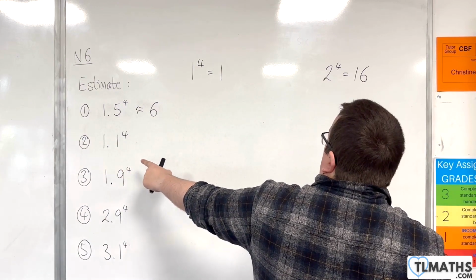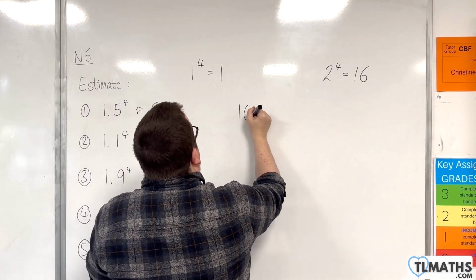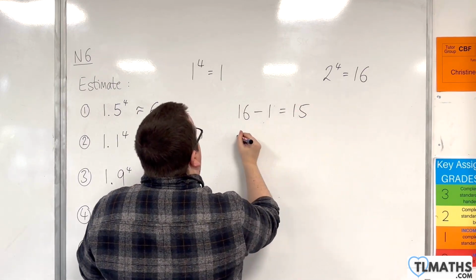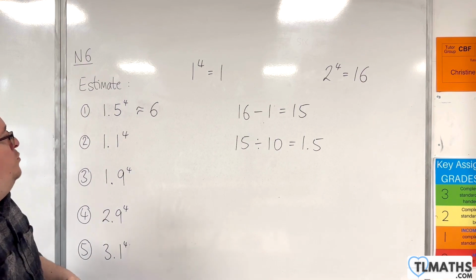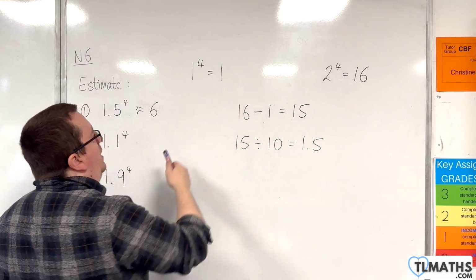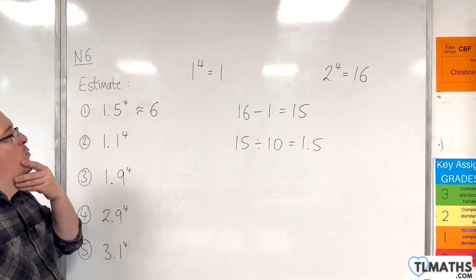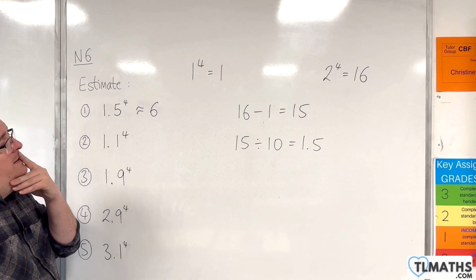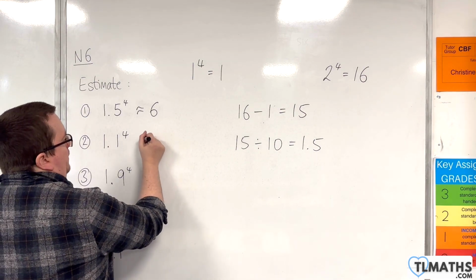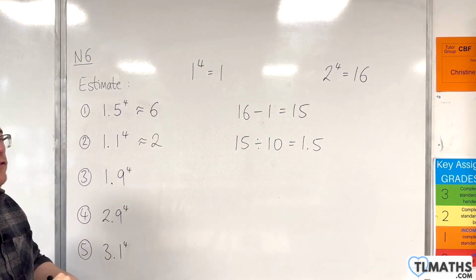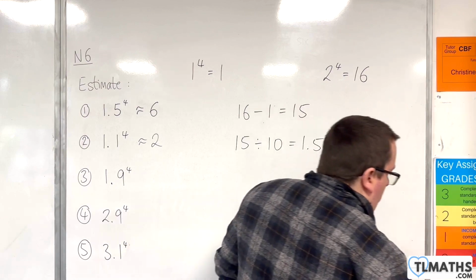Now 1.1 to the 4 is somewhere between 1 and 16. So the gap between 16 and 1 is 15. So 15 divided by 10 is 1.5. So you'd probably expect 1.5 above 1, so 2.5. But we know that that's going to be an overestimate. So is it going to be closer to 2 or 1.5? I'm going to say it's approximately equal to 2. Okay, and that's probably going to be good enough.